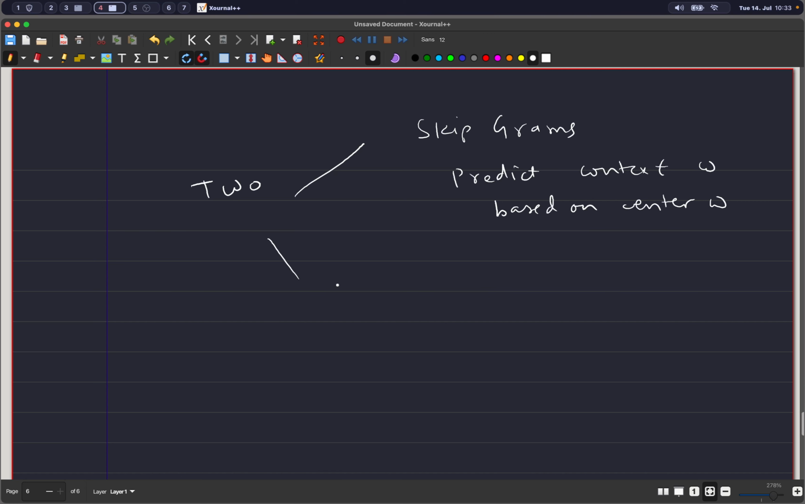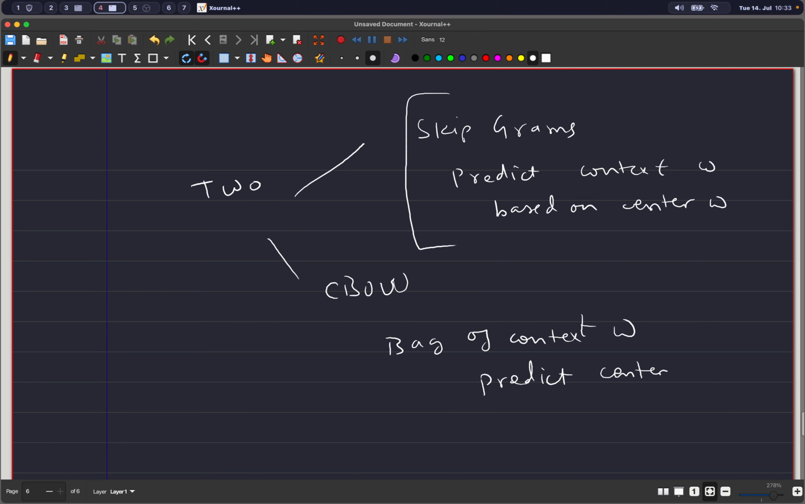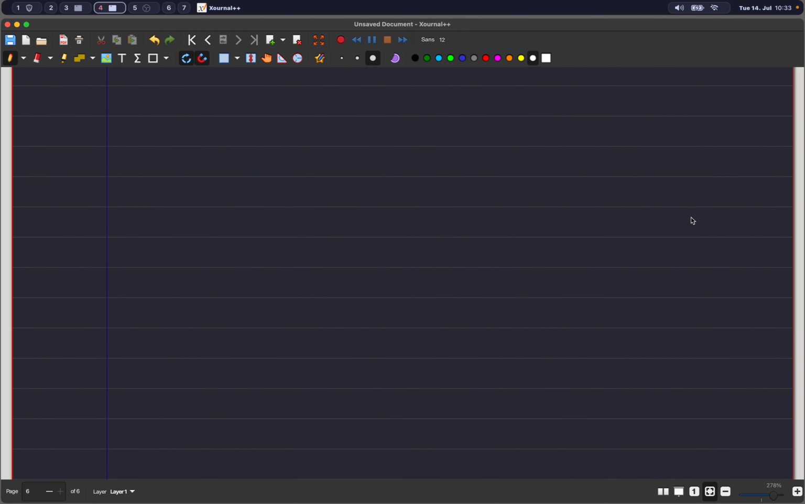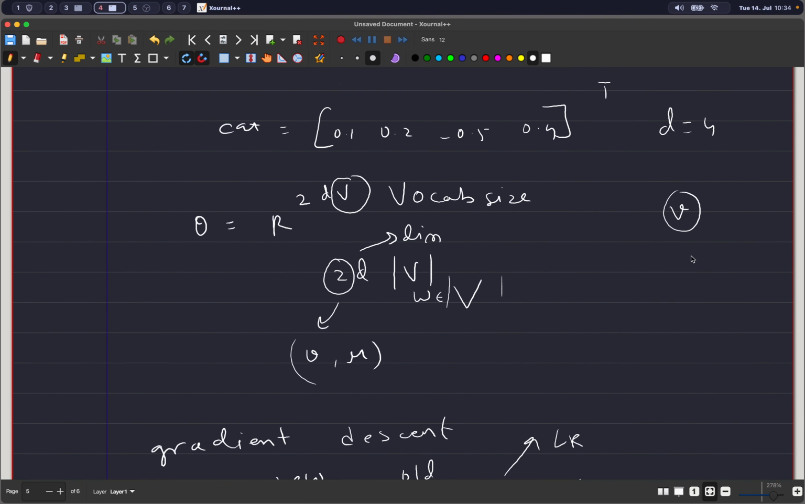And the second model is the continuous bag of words model, where we have a bag of context words and we want to predict the center word. So in this particular video, we will be looking at the skip-gram model, which is much easier to comprehend and understand, right?